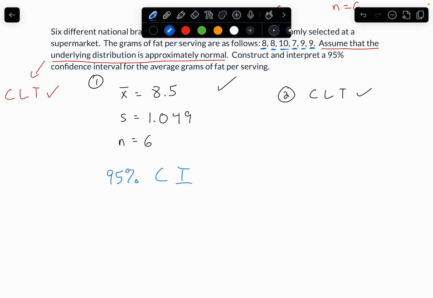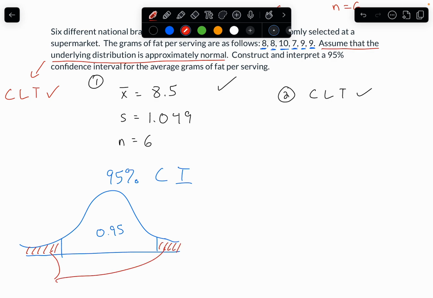So remember back to a couple videos ago when we were talking about how to deal with the T distribution. We want the proportion in the middle to be our confidence level, which in this case is 0.95. I want to find the two-tail area. That's just going to be 1 minus our confidence level, so 1 minus 0.95 to end up with 0.05. So our two-tail area is 0.05.